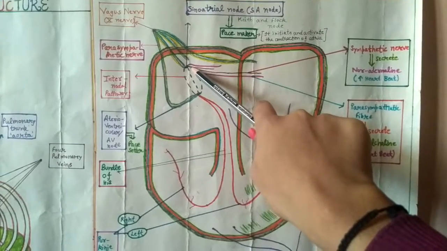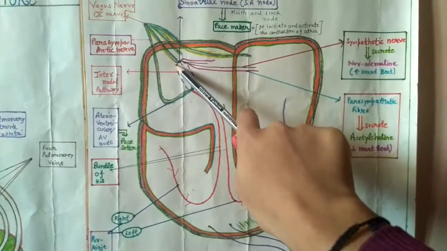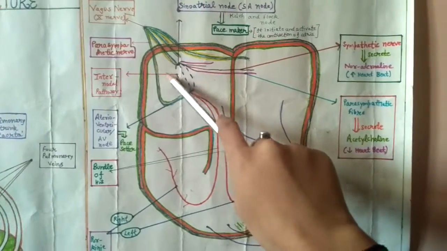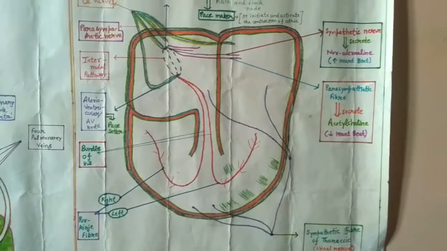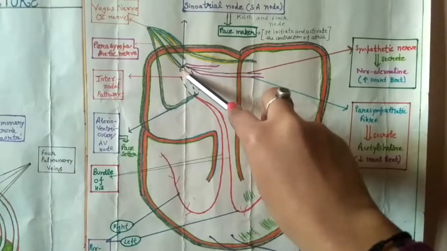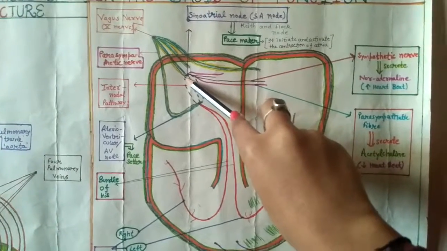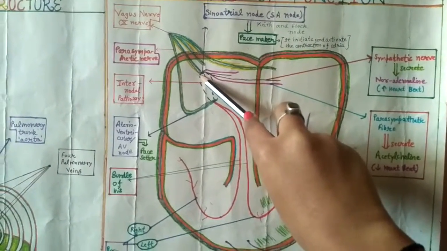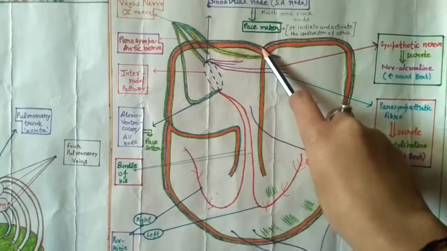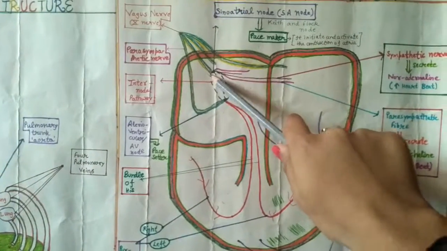This sinoatrial node generates action potential itself, and for the generation of action potential no nerve stimulus is required. That's why it is known as autoexcitable in nature or autorhythmic. Due to this generation of action potential, the heartbeat rate becomes 75 beats per minute. Friends, you must know about the action potential. Action potential is basically the change in the membrane potential, which means depolarization and repolarization. You can also learn more about these in the nervous system.